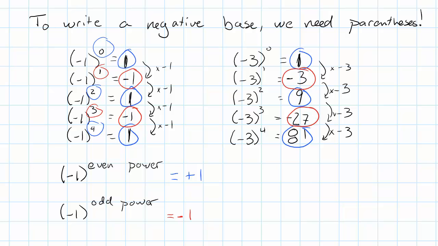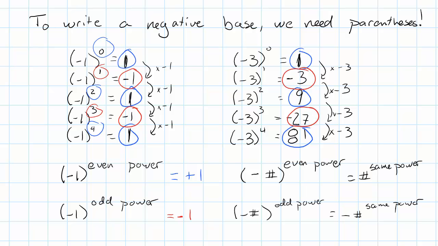More generally, a negative number to an even power, well, that's just the same number to that same even power. Just forget about the negative. It just becomes positive. If we take an odd power, well, the result stays negative, right? Even power of a negative number is positive. Odd power of a negative number is still negative.